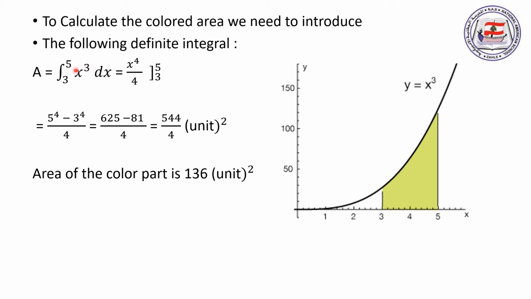By using the power rule of integration, we get x to the 4 over 4, and this integral should be calculated over the boundaries 3 and 5. So first we replace by 5, so we get 5 to the power of 4 minus 3 to the power of 4, over 4. Then we calculate the numerical value of the area, which gives 544 over 4 units squared, since we are expressing an area. So the area finally of the colored part will be 136 units squared.